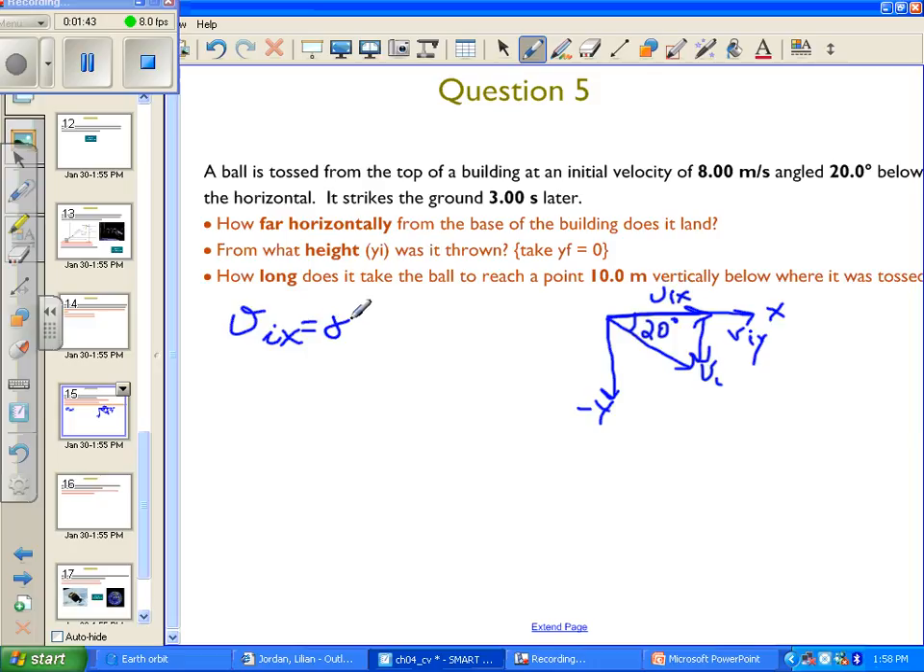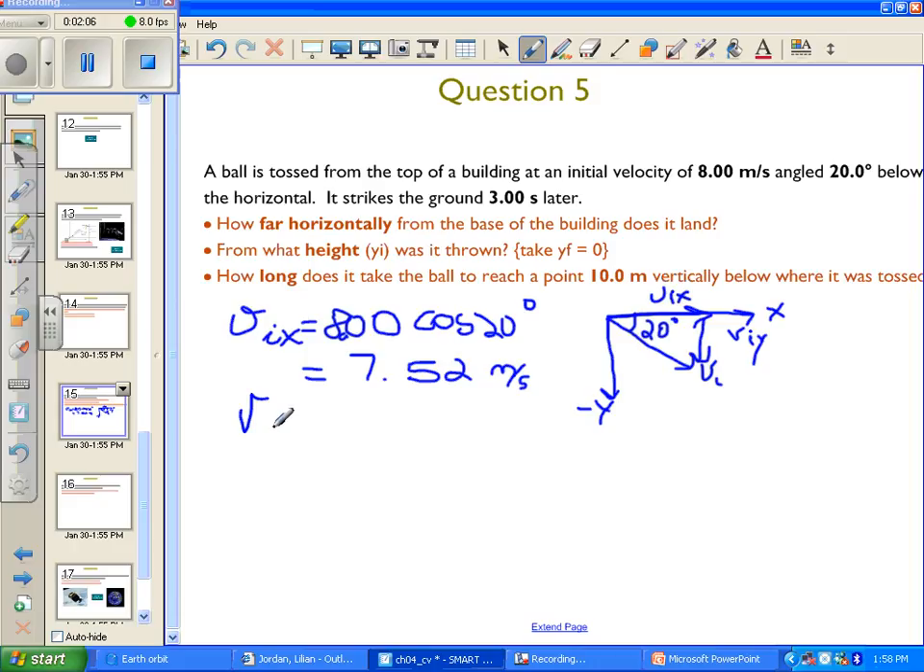So here we're going to go ahead and write the components of v initial in both x and y. 8 meters per second times the cosine of 20 degrees, or minus 20 degrees, which still yields a positive number. And this gives us positive 7.52 meters per second.